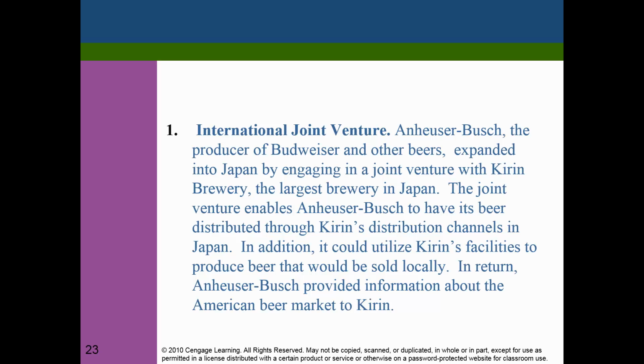Now, I just want to talk about a couple more examples here. So the first one talks about Anheuser-Busch, the producer of Budweiser and other beers. They expanded into Japan by engaging in a joint venture with Kirin Brewery, the largest brewery in Japan. The joint venture enables Anheuser-Busch to have its beer distributed through Kirin's distribution channels in Japan. In addition, it could utilize Kirin's facilities to produce beer that would be sold locally. In return, Anheuser-Busch provided information about the American beer market to Kirin.